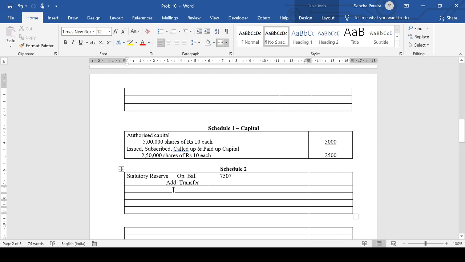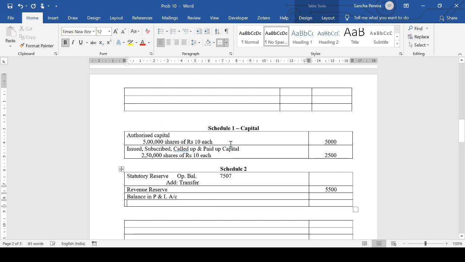Next we have the revenue reserve. The amount is 5,000. And we also have the balance in profit and loss account, which will be the last item, but this also we need to wait for, the balance in P and L account. So the balancing figure of your profit and loss account.